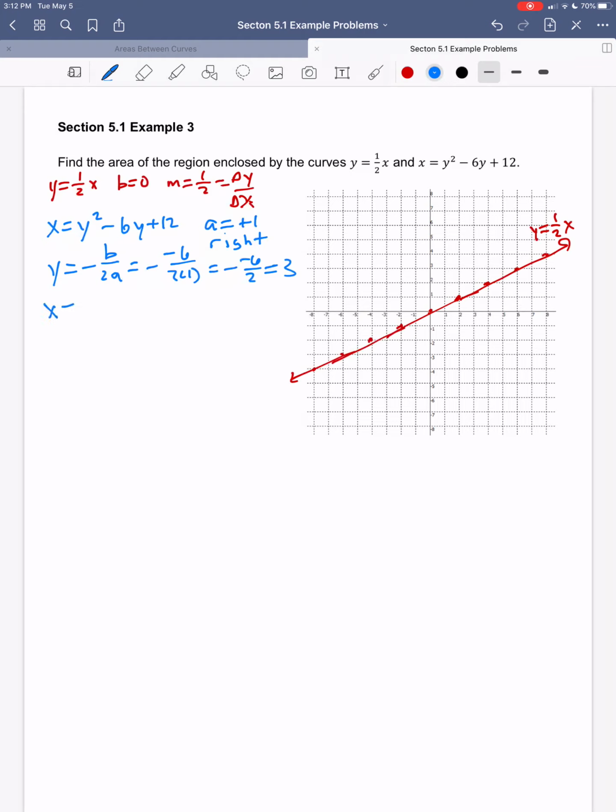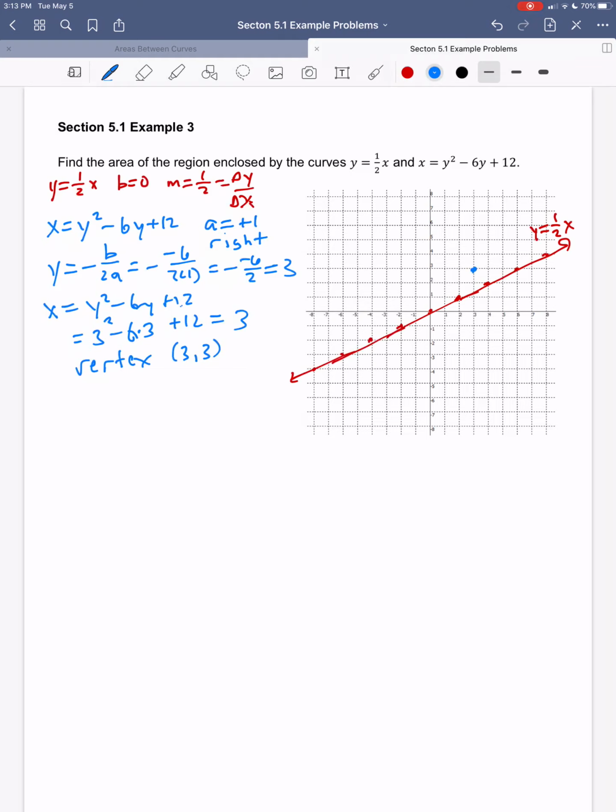My x-coordinate then is going to be y squared minus 6y plus 12. And I'm going to plug in 3. So 3 squared minus 6 times 3 plus 12. 9 minus 18, negative 9 plus 12 is 3. So my vertex here is going to be at the point 3, 3. So that's going to be here.